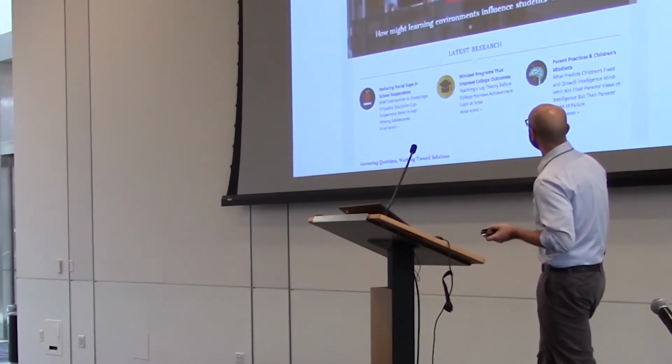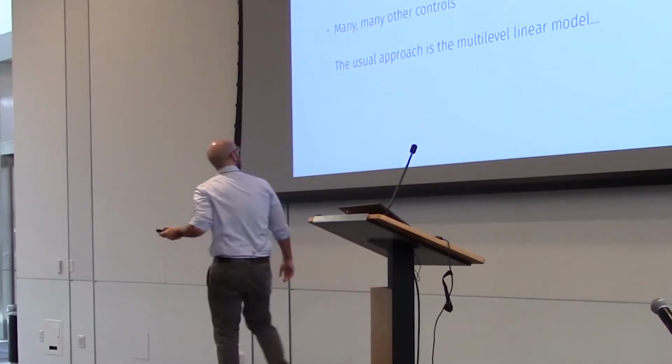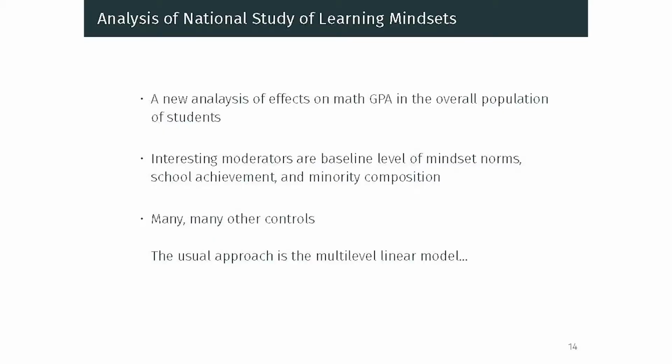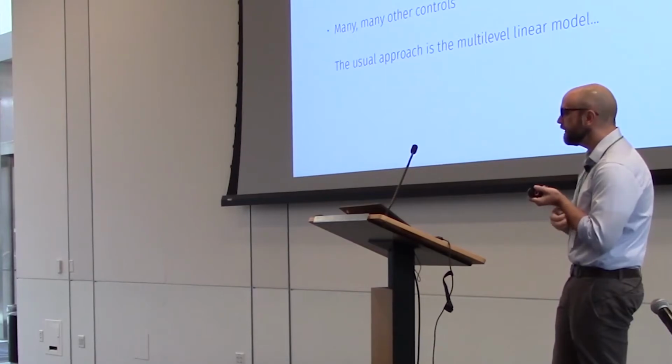So let's come back to the national study. What I'm going to show you today is a new analysis of the effects on math GPA in the overall population of students. We published on this data set before. I'm showing you a slightly different analysis here. We have basically three interesting potential treatment effect modifiers. Those include the baseline level of mindset norms, so the overall level of mindset beliefs in the schools before we did the intervention.